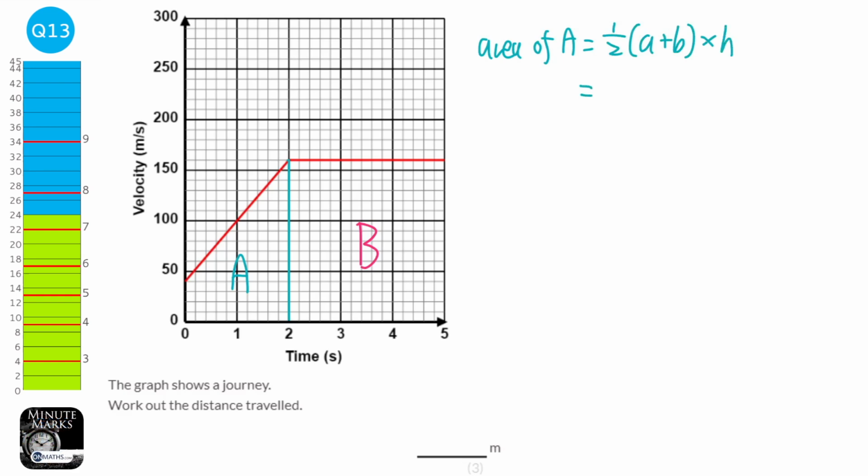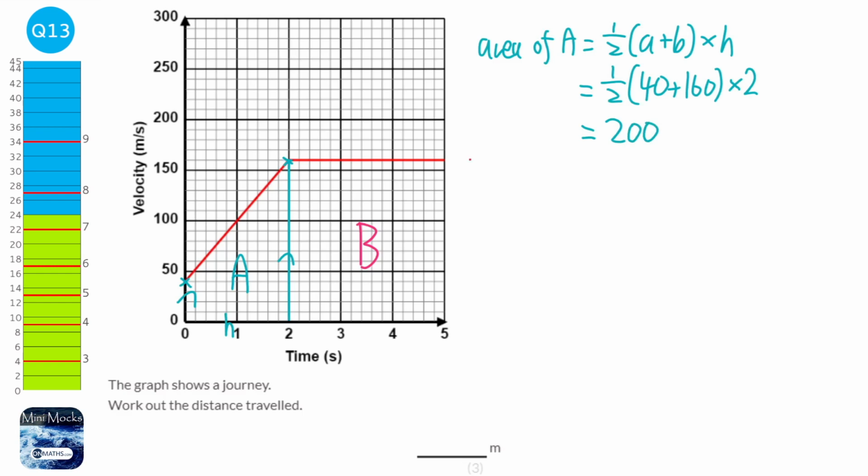and the two parallel sides are on the left and the right, so it's going to be half times this part here, which is 40, plus this point here, which is 160, and then the height is actually the width, so the height is this bit here, so it's going to be times 2. Those will cancel out, the half and the times 2, so that would be 200.